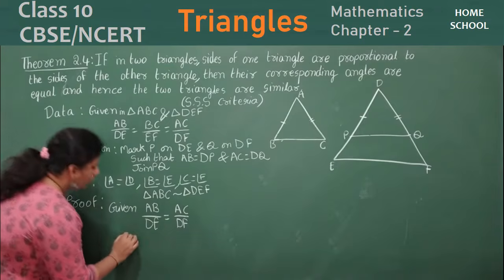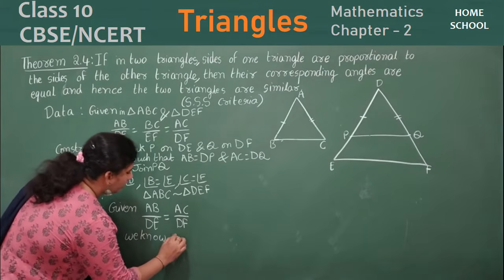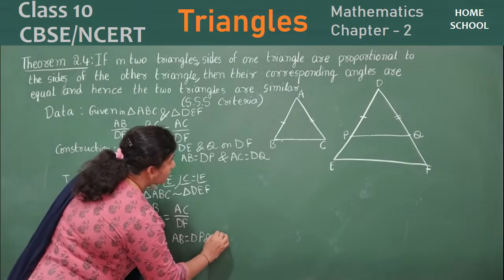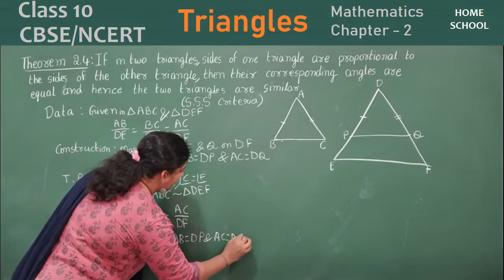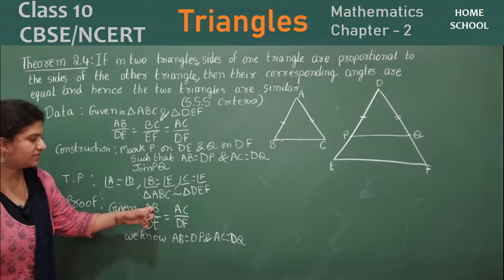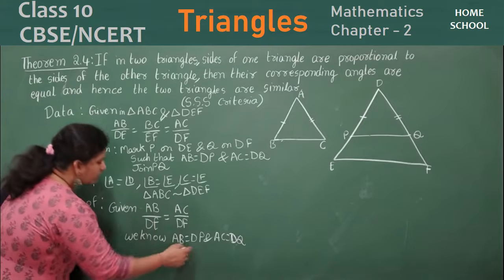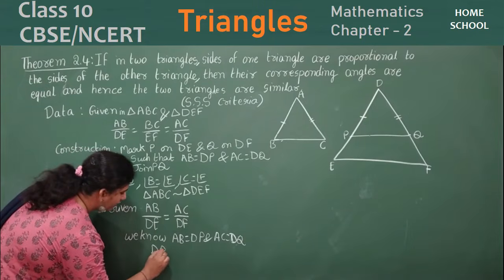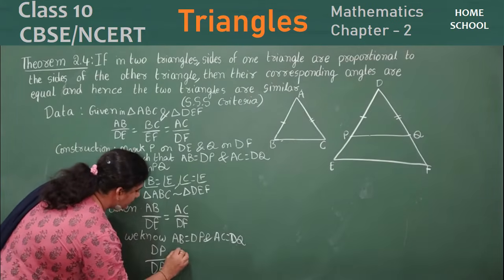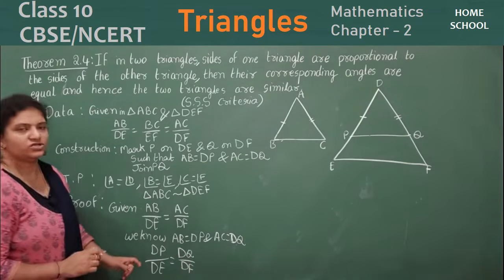Now, what do we know here, children? By construction, we know AB is equal to DP, and AC is equal to DQ. Now in the place of AB, substitute DP, and in the place of AC, substitute DQ. So what you need to write is DP by DE is equal to DQ by DF.